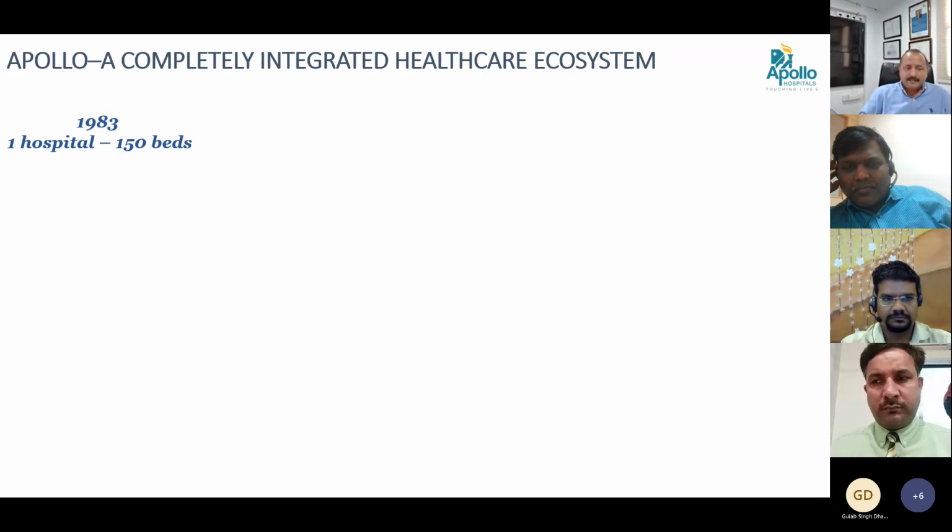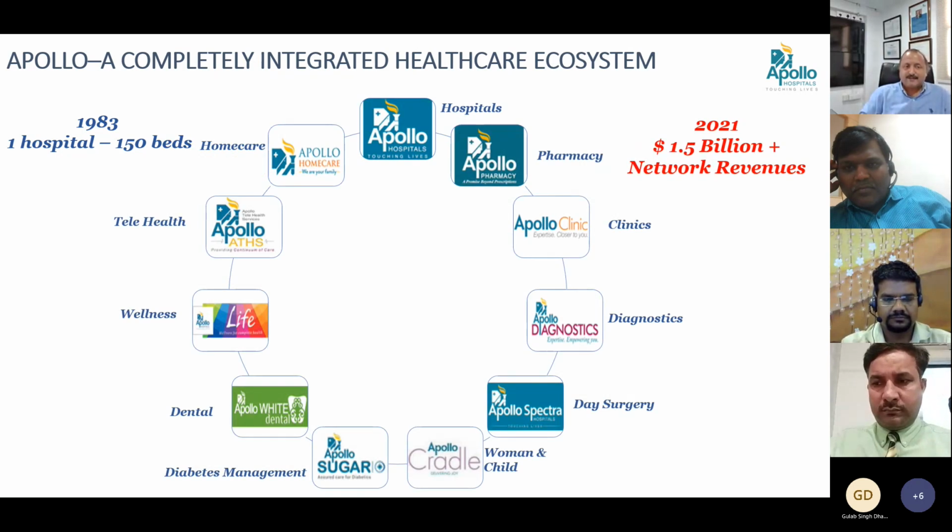In 1983, it started its journey with 150 beds in Chennai, and we have all these verticals across. Whenever we are saying Apollo hospitals, pharmacy, clinics, diagnostics, and we have daycare surgery like Apollo Spectra hospitals, women and child hospitals, Sugar, Apollo White Dental, Apollo Life, ATHS, home care. These are all the different entities under Apollo Group and running at different places. And as far as patient journey is concerned, all are integrated to one platform.